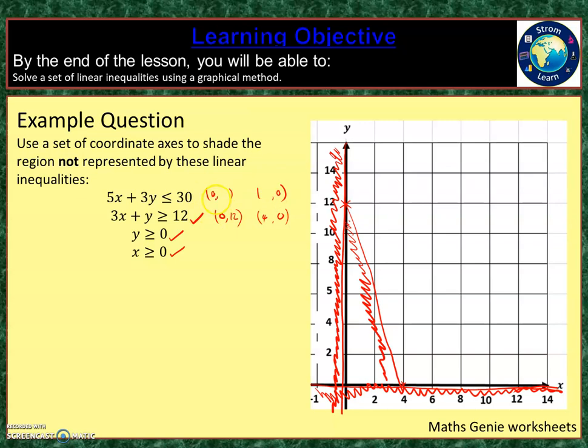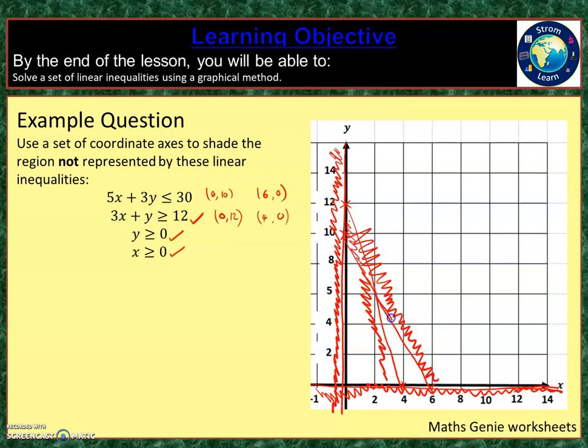So if x is 0, I get 3y is less than or equal to 30, so I get y is 10. And if y is 0, I'm going to get x is 6. So I can look at these two points. So 0, 10, 6, 0. And this time I'm told it's less than that, so I've got to look below the line. So let's scribble all that out.